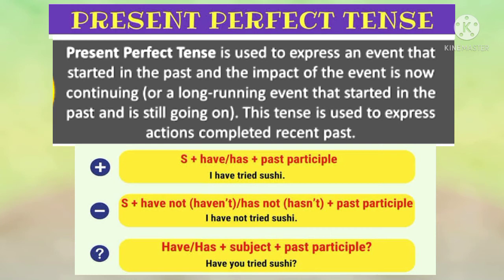Children, let us see how to make interrogative sentences. In this we will use has, have plus subject and then past participle form of verb. So in these sentences we will use has and have in the beginning of the sentence, and then our subject will come, and then we will write the past participle form of the verb. For example, have you tried sushi?